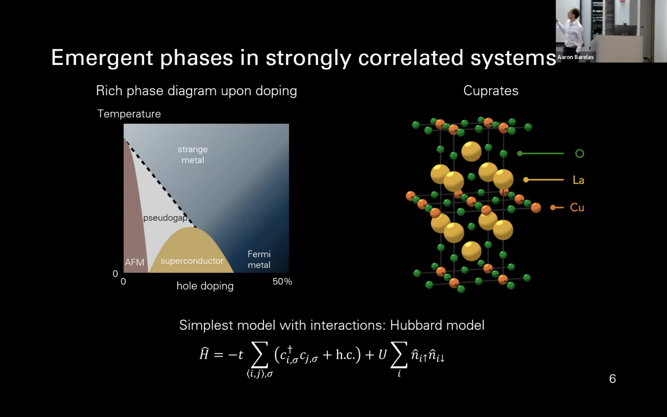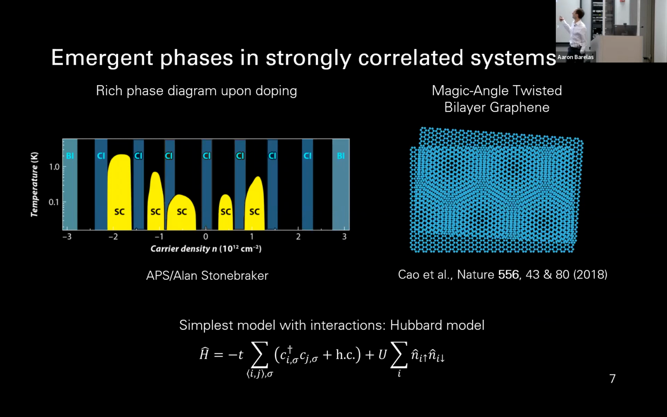Of course, cuprates are not the only interesting, strongly correlated material that might be described by Hubbard-like types of model. More recently, it has been shown that magic angle twisted bilayer graphene and other so-called moiré materials can feature very unconventional phases of matter, unconventional superconductivity in a phase diagram that looks very similar to the phase diagram that has been measured in cuprate materials.